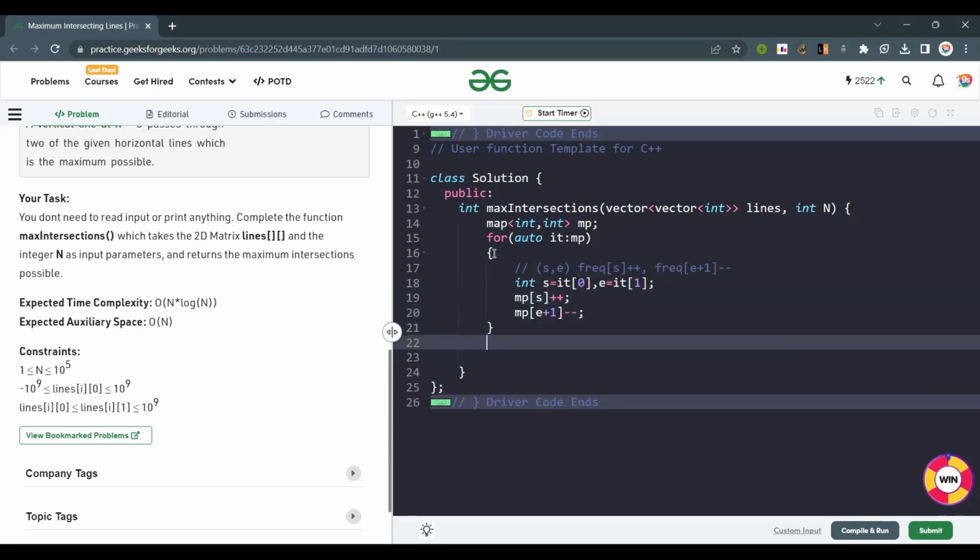Now, what is the complexity? Complexity will be log n for inserting an element, and for traversing the map, let's say n. So this will be n log n, and obviously I'm taking auxiliary space n for storing the intervals. This is the complexity.